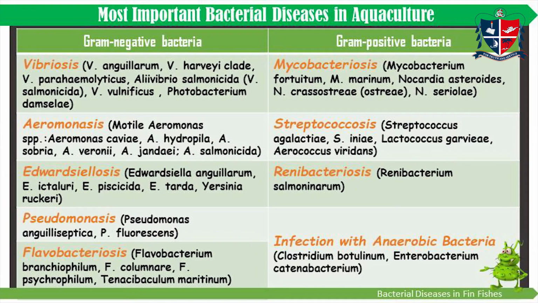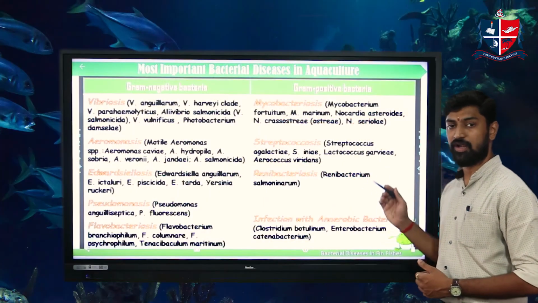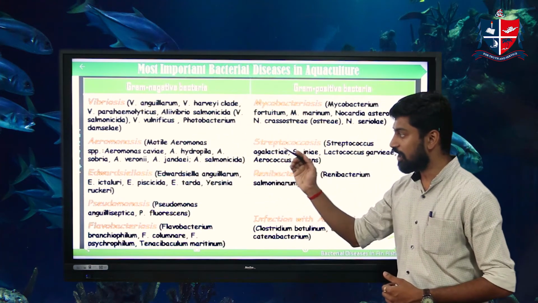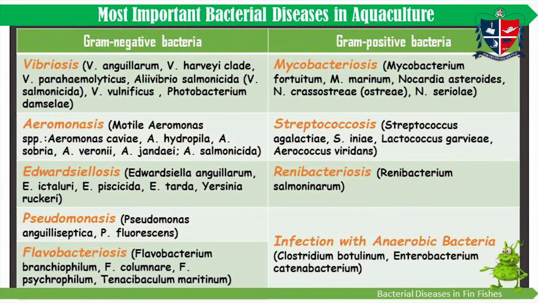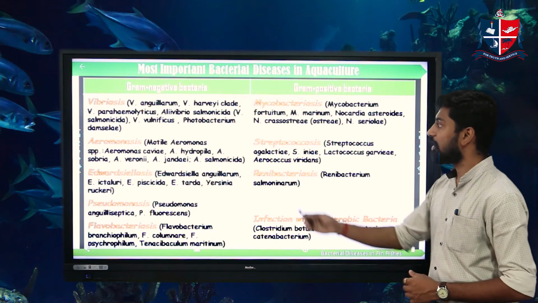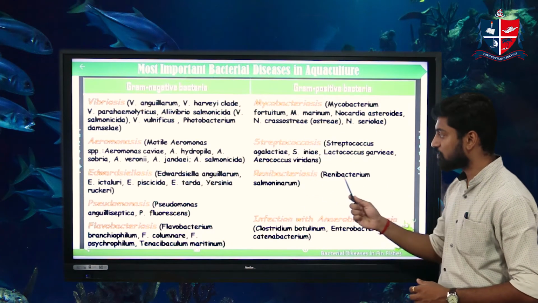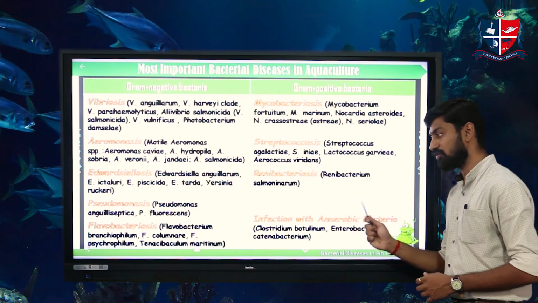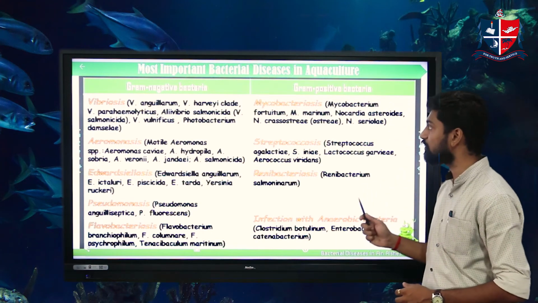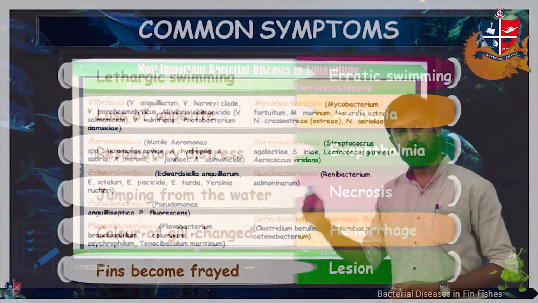Most of the important bacterial diseases present in aquaculture are vibriosis, aeromonasis, Edwardsiellosis, pseudomonasis, and flavobacteriosis. These are the major gram-negative bacterial diseases present in aquatic organisms or the aquatic environment. Then mycobacteriosis, streptococcus, renibacteriosis, then infection with anaerobic bacteria. These are the gram-positive bacterial diseases present in aquaculture.